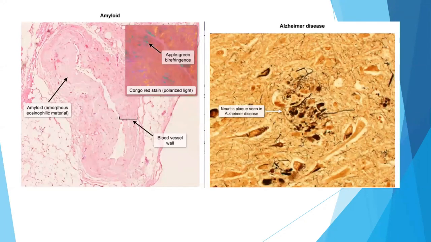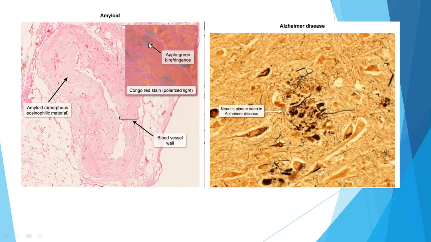Now, this is the histological picture of the amyloid in Alzheimer's disease. So here we can see this amorphous eosinophilic material is the amyloid, which is the abnormally folded protein, and these are the blood vessel walls, which contain a huge amount of amyloid deposition. And under Congo red stain and polarized light, it shows apple-green birefringence.